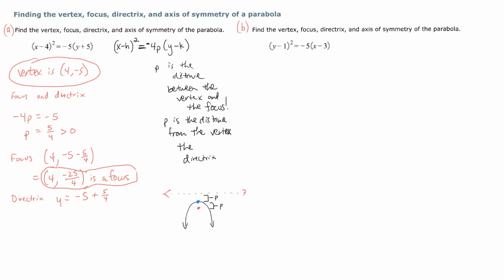Directrix is y. There you go. That's clear. Okay. The directrix is an equation, and you have to write an equation. The axis of symmetry is an equation. You also have to write an equation. Axis of symmetry is x equals 4.